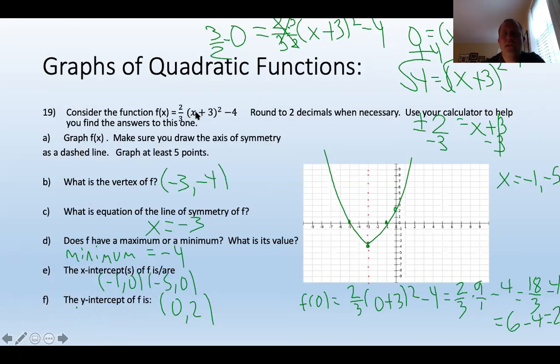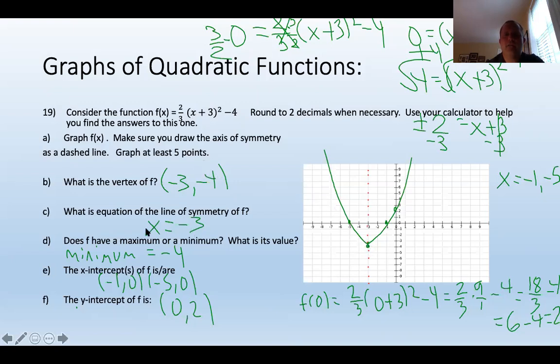So the x coordinate of the vertex is the number that's inside the parentheses with x as its opposite. This is like x minus h. Now h would have to be -3 because x minus -3 is +3. So -3 is the x coordinate of the vertex. The y coordinate of the vertex is the number that's on the end outside the parentheses, which is -4. So -3, -4 represents your vertex.